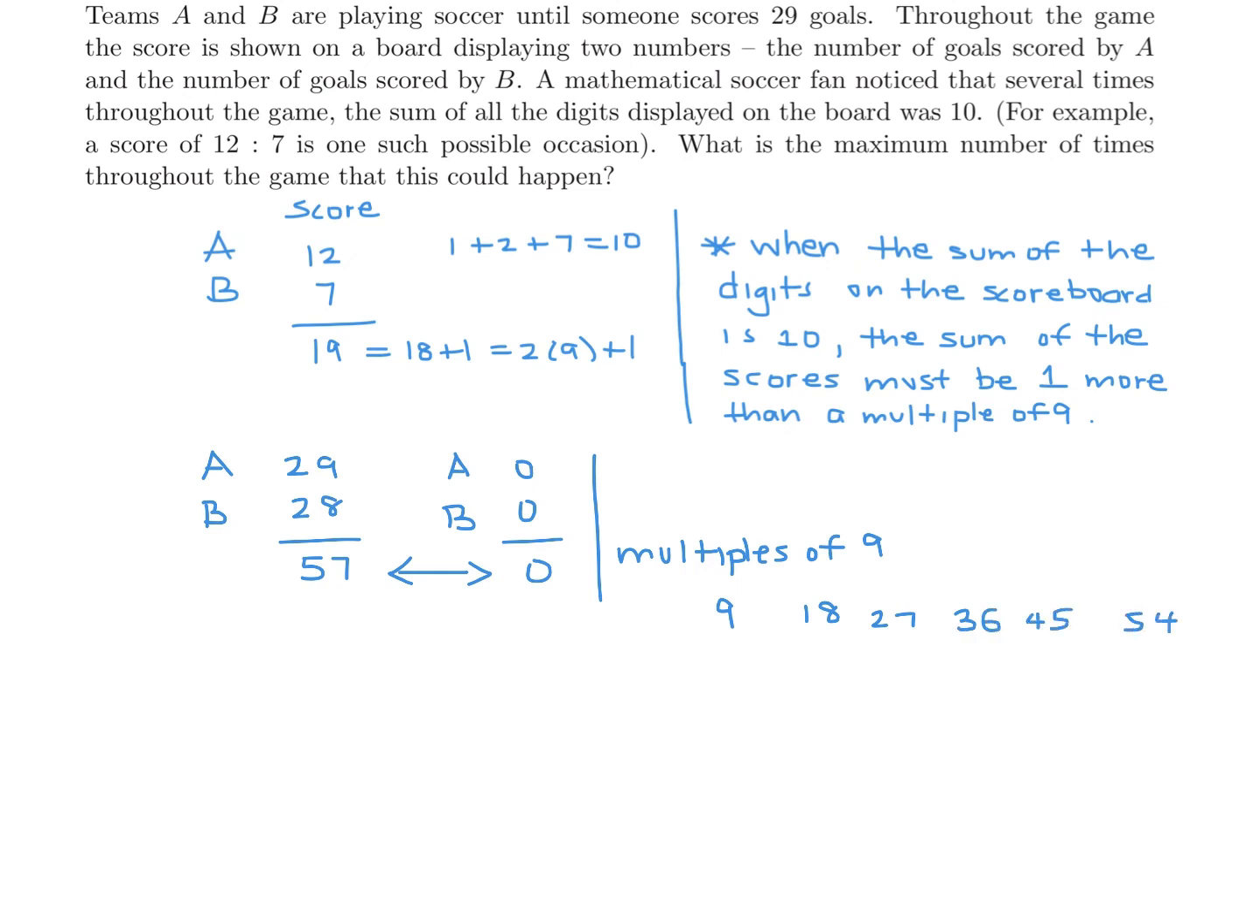Correct? Now we want the sum of the scores, and those are going to be one more than a multiple of 9. So those will be 10, 19, 28, 37, 46, and 55. Okay. So now we need the scores to occur in a single game.